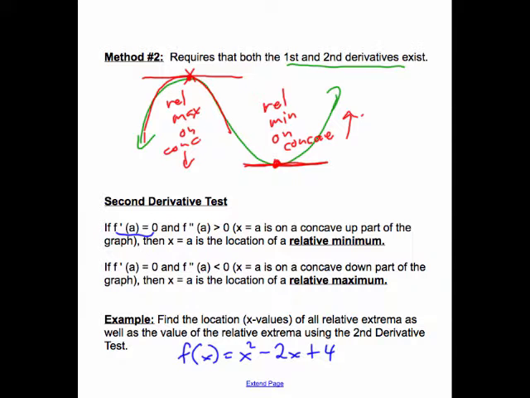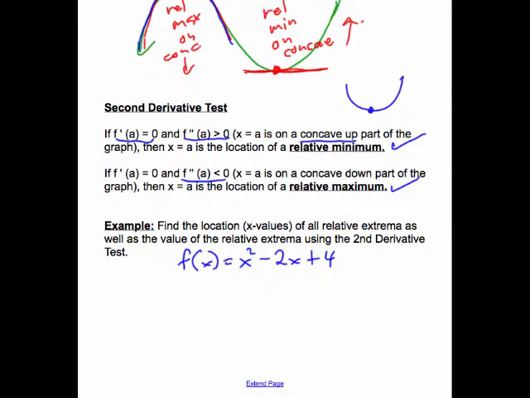If you have a location where the derivative is 0, and at that point you are on a concave up part of the graph, which means that the second derivative at that point is positive, then your location x equals a must be the location of a relative min. If your first derivative is 0 and you're on a concave down part of the graph, which means the second derivative at a is negative, then x equals a must be the location of a relative max.